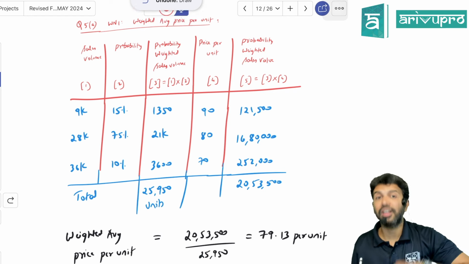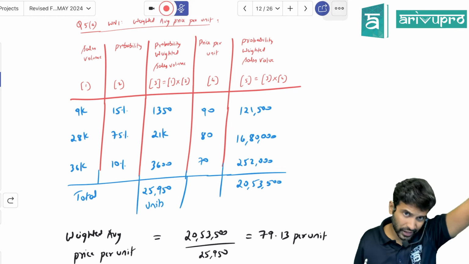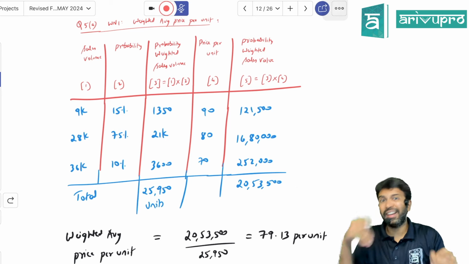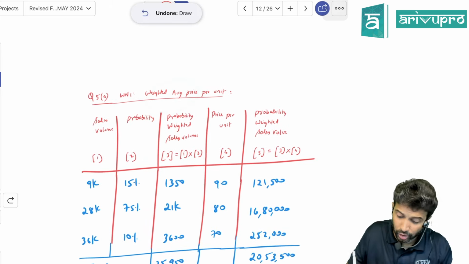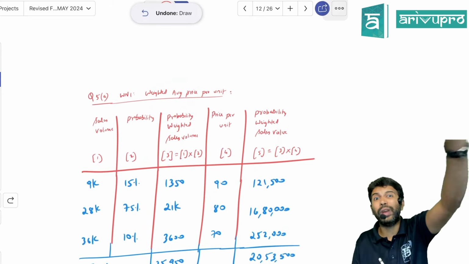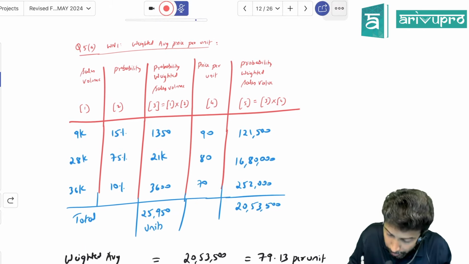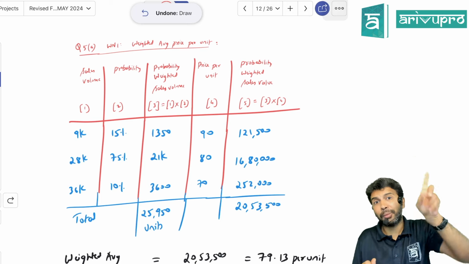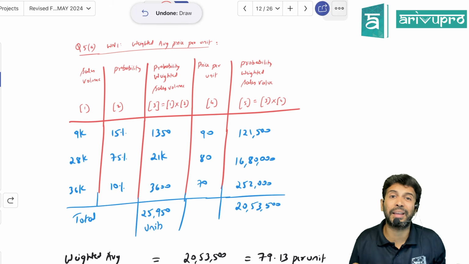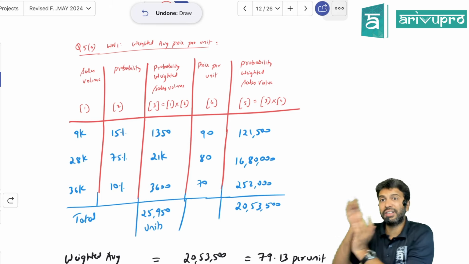So why do we need this? Because whenever they give you the expected value method, we have to find out some weighted average price. All these are weights games. We have to find out the weighted average price, and revenue will be booked based on this weighted average. It will not be booked on 90, 80, 70. It will be booked on the respective units' selling price. We have to find this out under this method whenever they give you probability.